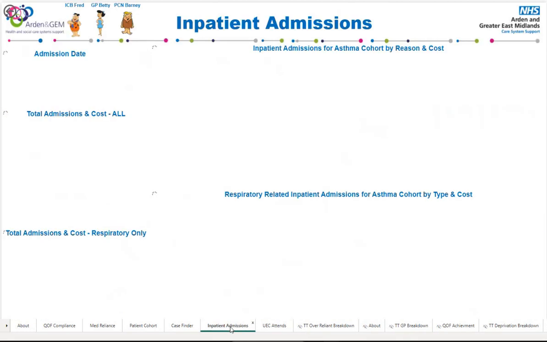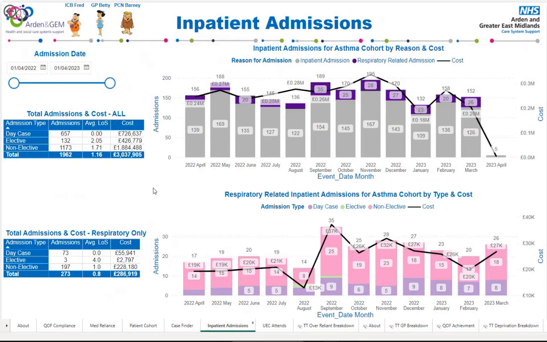There's some extra bits that we put in here just to show the effects of asthma on the communities. So this is about, for our asthma cohort, the number of inpatient admissions that there have been. We're thinking up here, look, ICB Fred and PCN Barney, because they like to think about costs. So we've started to bring some costs in here. What are the costs of the admissions for these patients? How many admissions we've got and what the cost is.